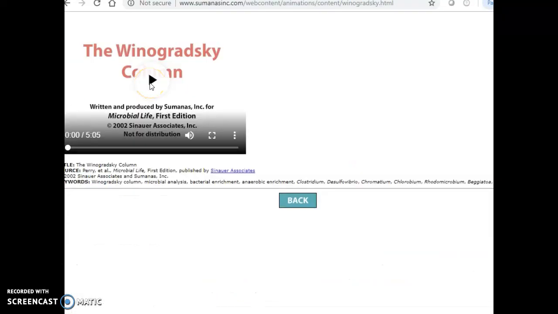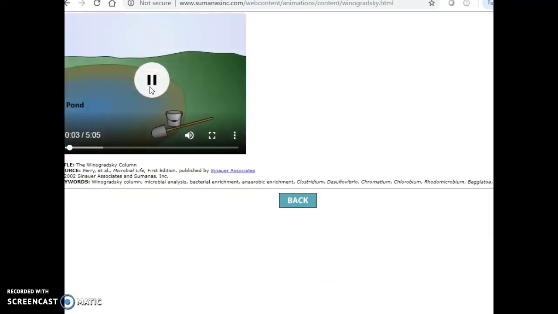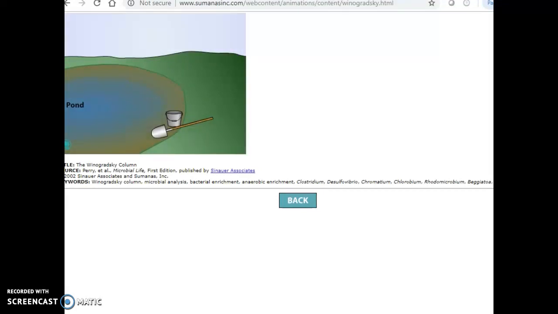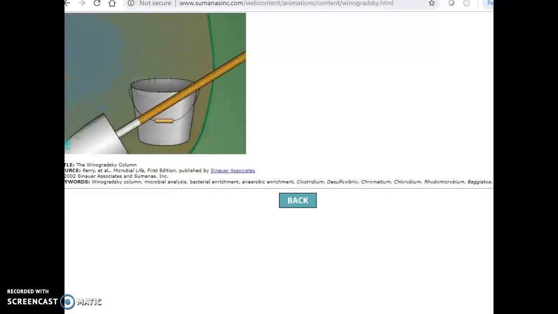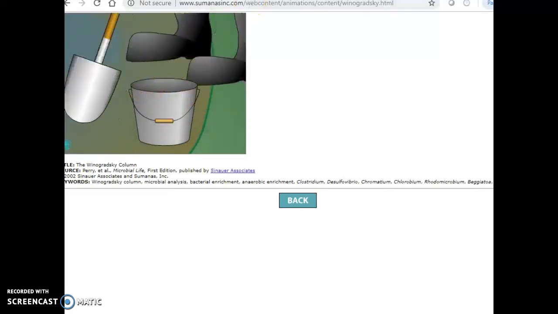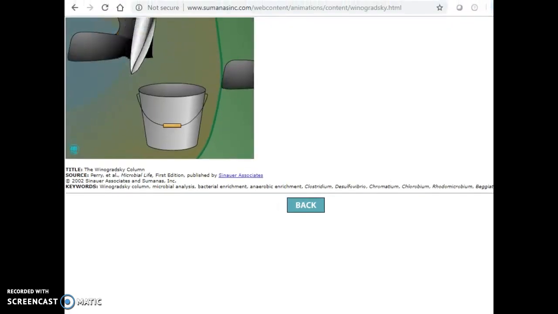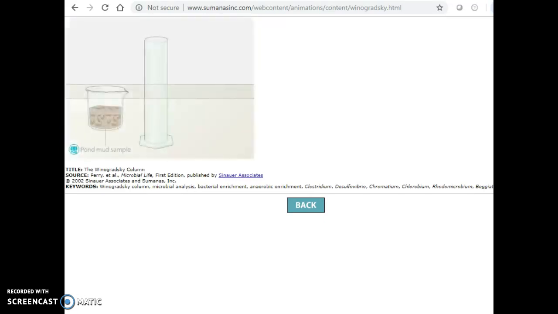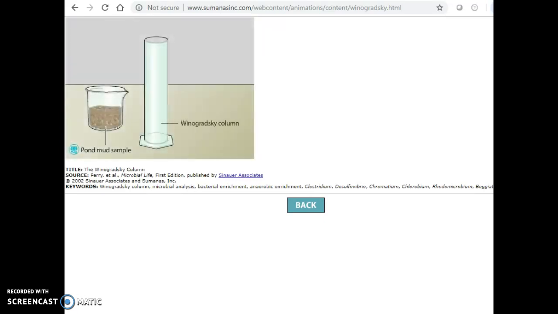This is from the last lab that we did. The natural environment teems with microorganisms. Every ecological niche provides a specific combination of nutrients and oxygen that allows only certain bacteria to survive. We can use bacteria from pond mud to create and study a mini ecosystem called a Winogradsky column in the laboratory. The Winogradsky column enriches for the mud's anaerobic microorganisms.